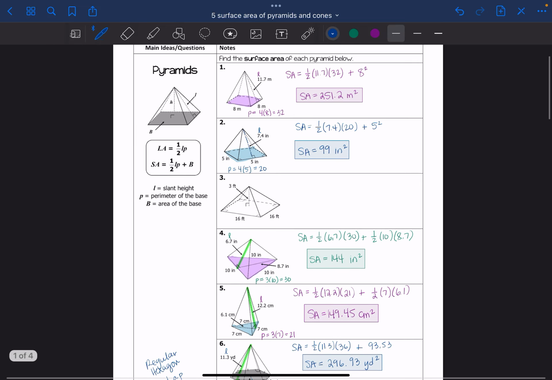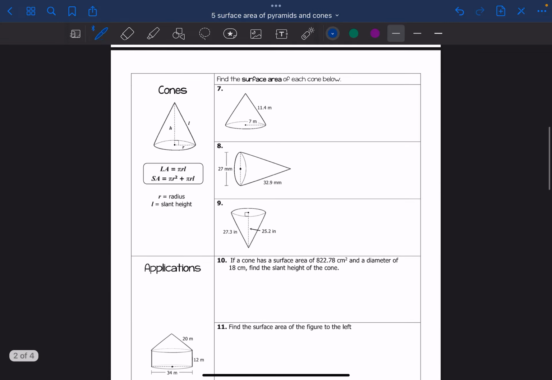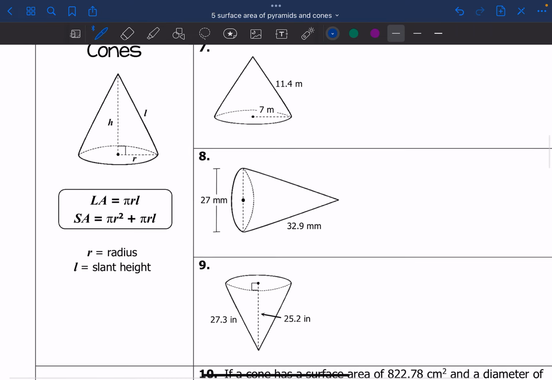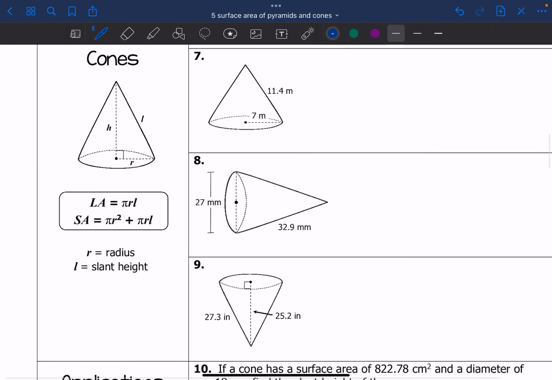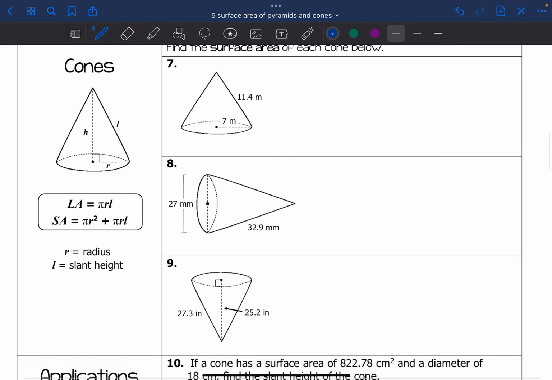Okay, so those are those examples there. All of these are regular pyramids. So remember, when the base turns into a circle, it's not called a pyramid anymore. It is called a cone. It is technically the same formula. It's just that now, because the base is a circle, we have to incorporate those circumference and area of a circle formulas. So there they are right there.